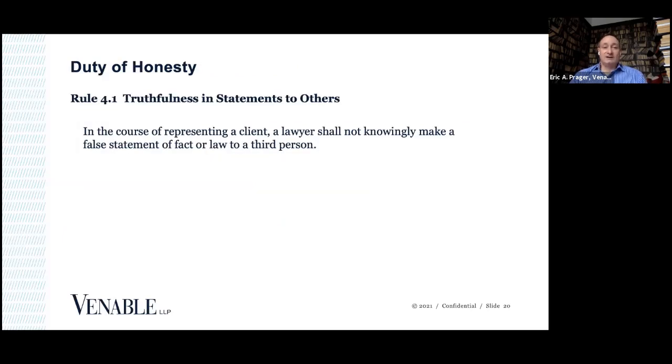So let's talk about the duty of honesty. The rule is 4.1, and it's called truthfulness in statements to others. And the rule provides that in the course of representing a client, a lawyer shall not knowingly make a false statement of fact or law to a third person.